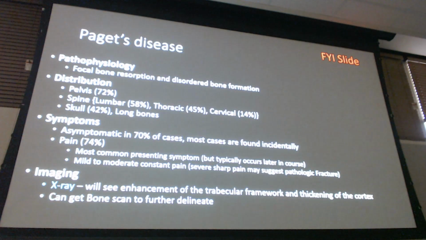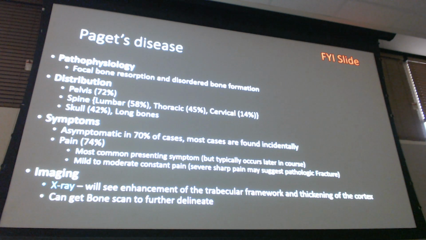Right. Paget's disease, very briefly, right? FYI slide, do not create a lot of brain cells to this, all right? But it's a focal bone reabsorption and a disordered bone formation. Biggest thing, pelvis and lumbar spine. That's where you're gonna see a lot of the Paget's disease, is pelvis and lumbar spine, okay? 70% of cases are asymptomatic. We gotta love math and numbers, right? Statistics you can twist any way you want. 70% of cases are asymptomatic, but pain is in 74% of cases.